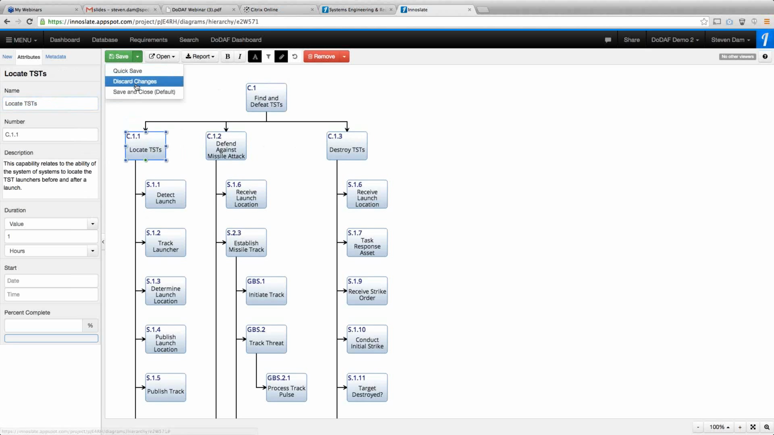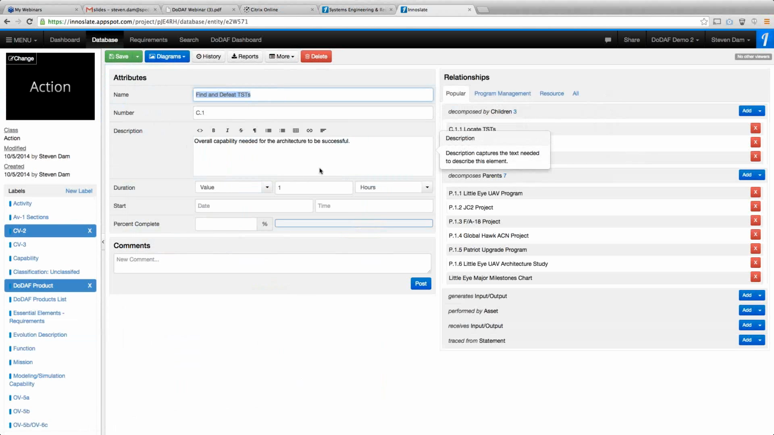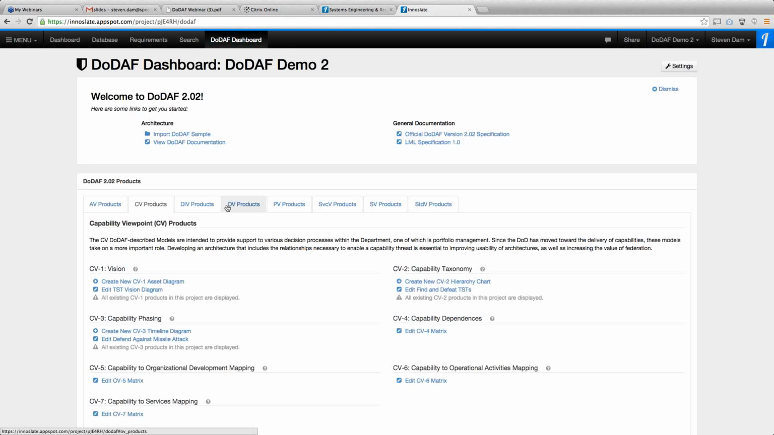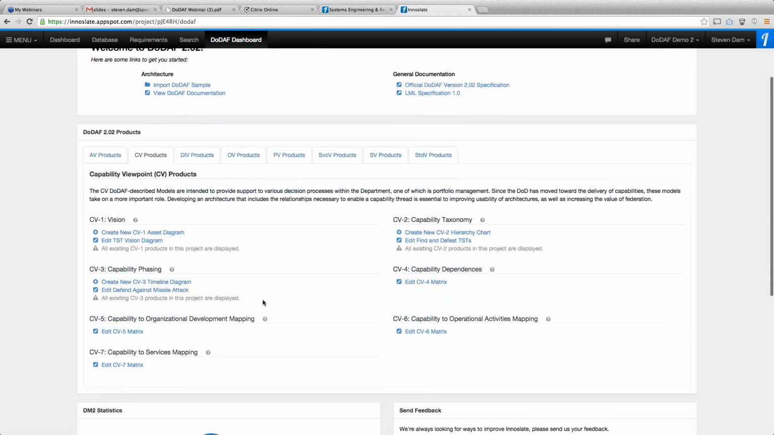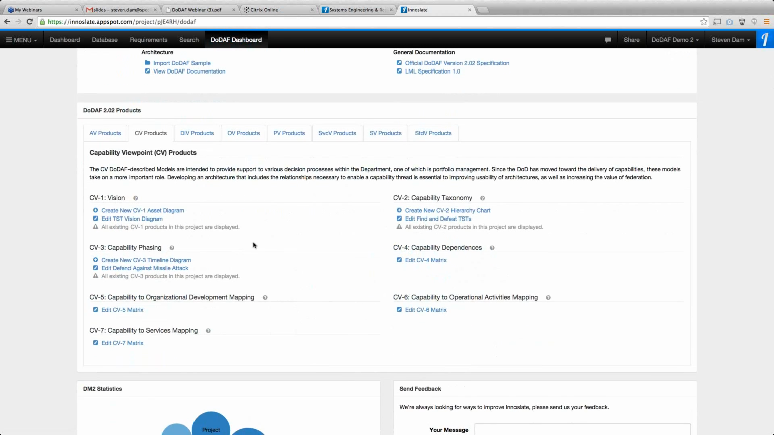If you made changes and didn't want to keep them, you just discard changes. That brings you back into the entity view, and so every entity in the database has this view, and this is the relationship. So this is another way to look at the information. But again, you almost never have to get to that view if you don't want to. Let's see.